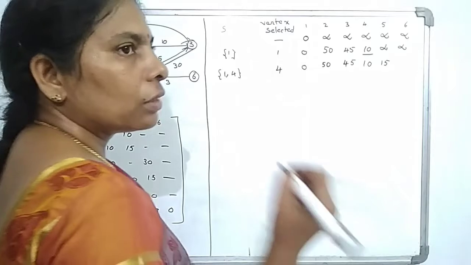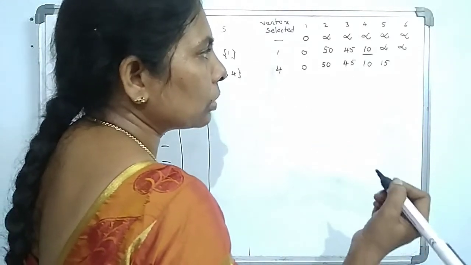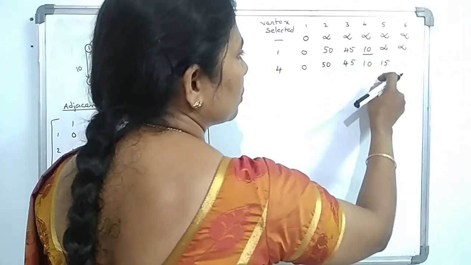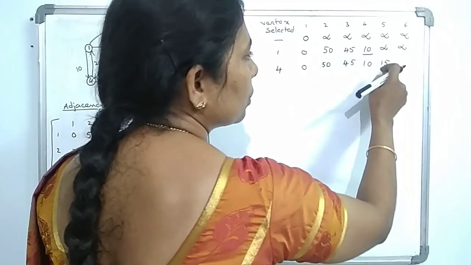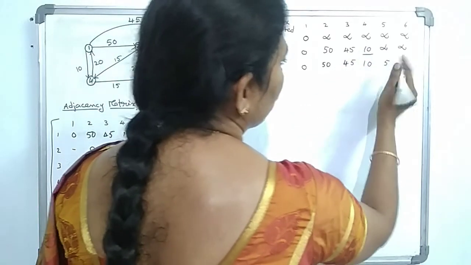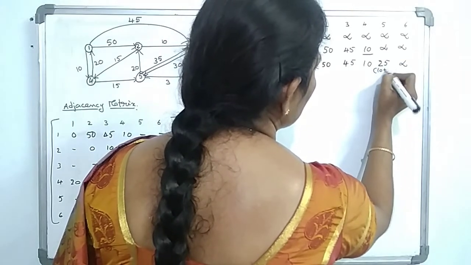But you can also find out the total cost. The total cost comes from the previous cost plus the present cost. The previous cost is 10 and the present cost is 15, so 10 plus 15 is 25. So this becomes 25. This value is 10 plus 15.